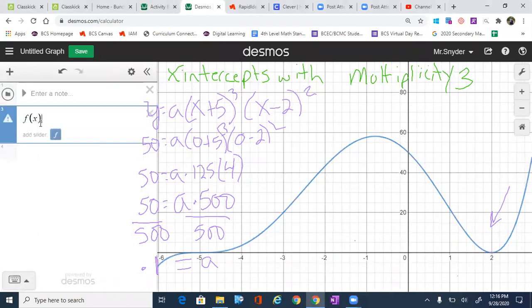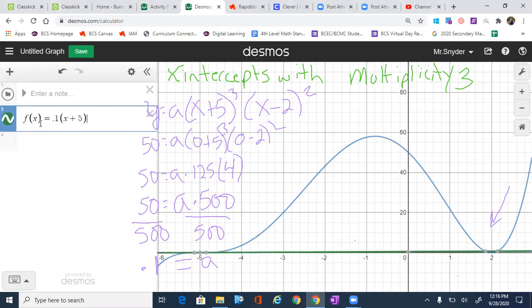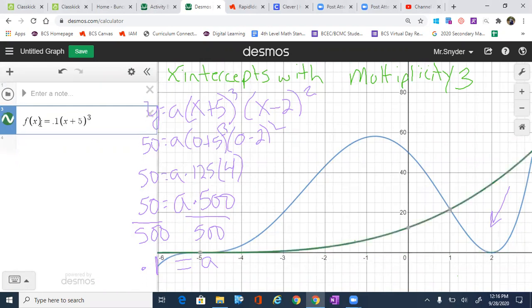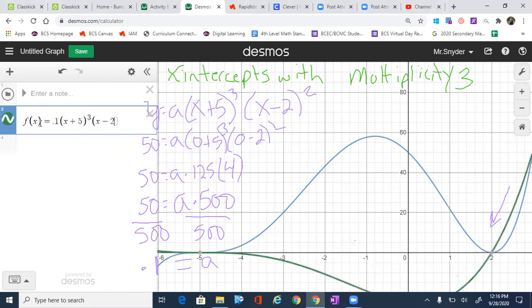So let's call it f of x equals 0.1 times (x plus 5), and that is cubed. And then I'm going to write x minus 2, but we are going to square it. And check it out, boom, that graph lights up, it changes colors. We are in great shape. We did this 100% correct.